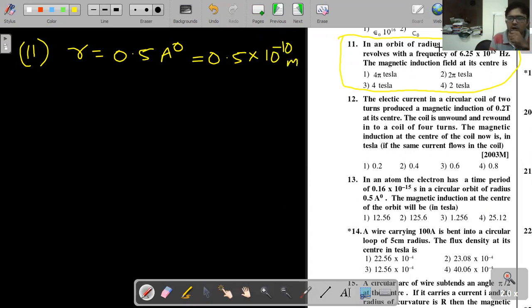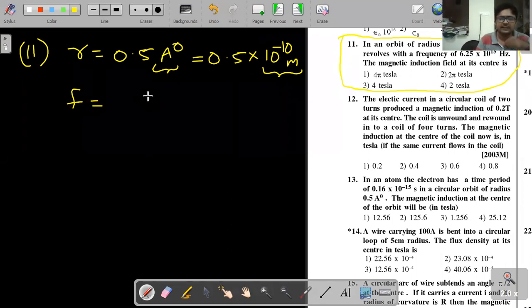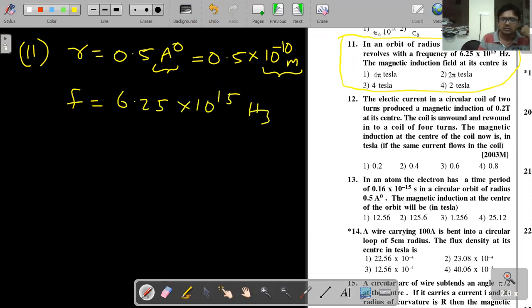So first you told that the orbit has radius 0.5 angstrom. 1 angstrom is equal to 10 power minus 10 meter. That is the knowledge we have about angstrom and meters. And the frequency is mentioned as 6.25 into 10 to the power of 15 hertz. Next, they're asking us to find the magnetic field induction at the center.